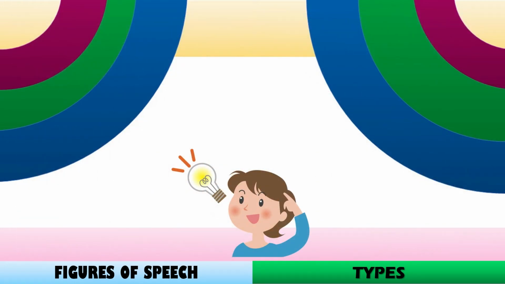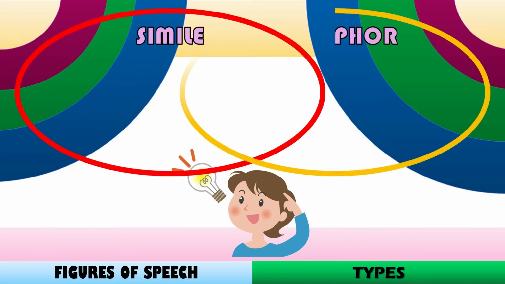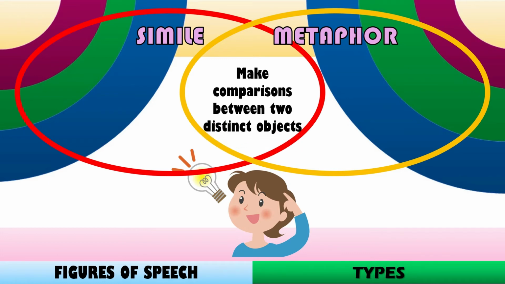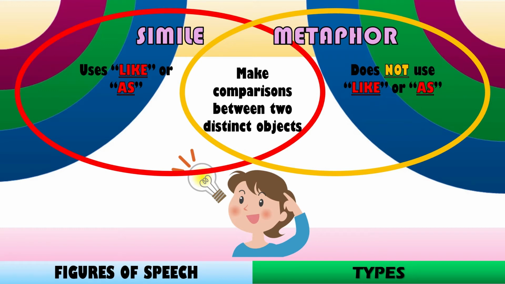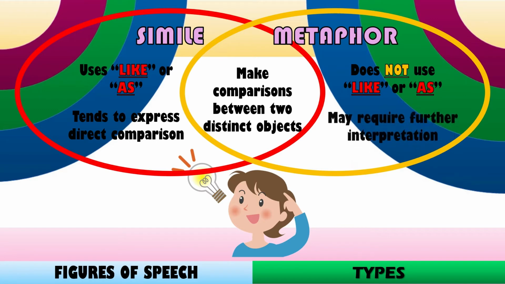Now at this point, we're going to discuss the similarities and differences between a simile and a metaphor. In terms of similarities, both the simile and metaphor make comparisons between two distinct objects. For differences, a simile uses like or as, while a metaphor, of course, does not use like or as when comparing. Furthermore, a simile tends to express a more direct comparison between the two objects being compared, while a metaphor may require further interpretation.